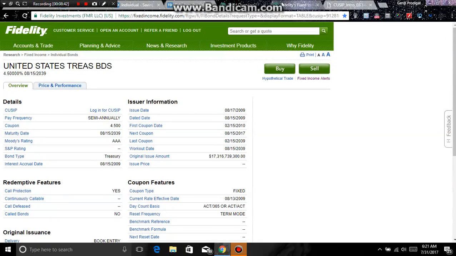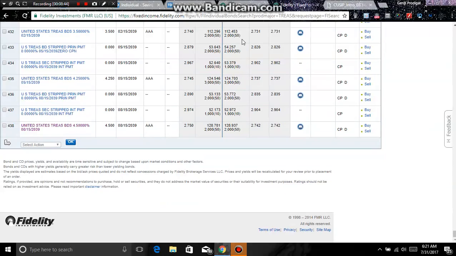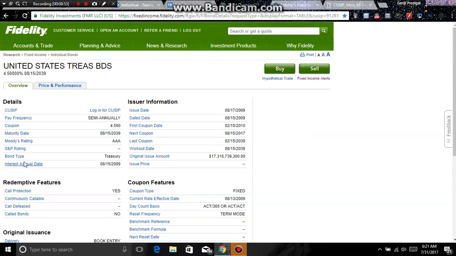But okay, I left off a very vital key point here. This number right here, 8/15/2039. This interest accrual date, 8/15/2009. That's the day I applied. My husband and I went out to the clerk's office and applied for our actual marriage license. We were married September the 13th of 2009, but that's when we went and got our license. So this was issued the day we got our license.